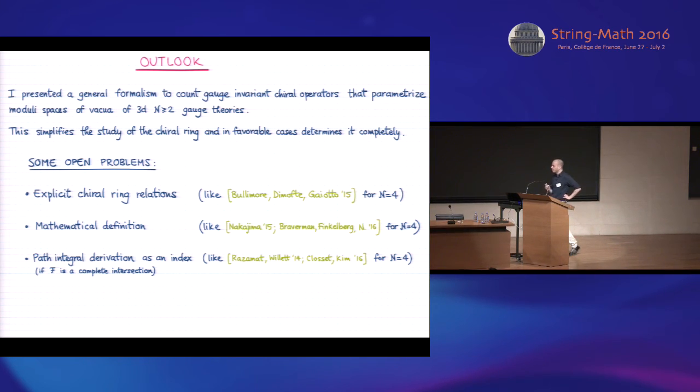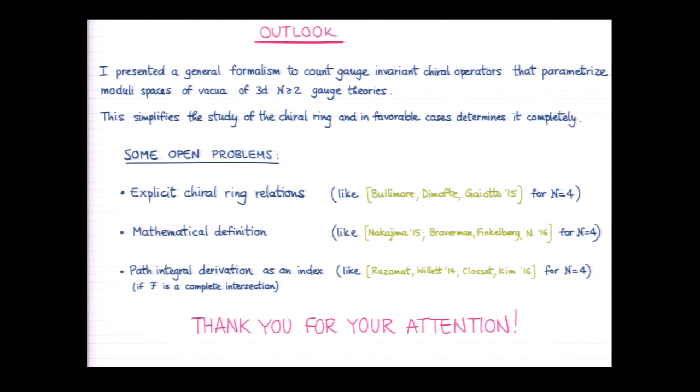We also heard about the mathematical definition of the Coulomb branch of 3D N=4 theories earlier in the talk by Nakajima. So it would also be nice to have a mathematical definition of this moduli space of 3D N=2 theories. And finally, it would be interesting to find some kind of path integral derivation of this Hilbert series as an index, at least in the case where the moduli space of solutions of F-terms is a complete intersection. With this, I stop. Thank you for your attention.